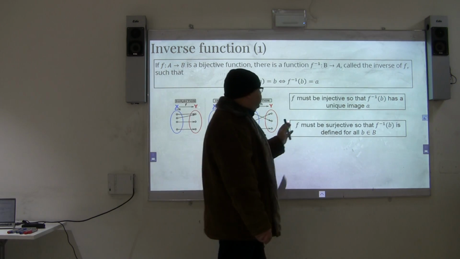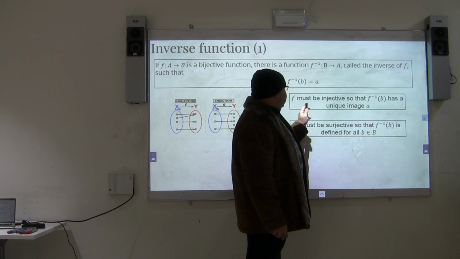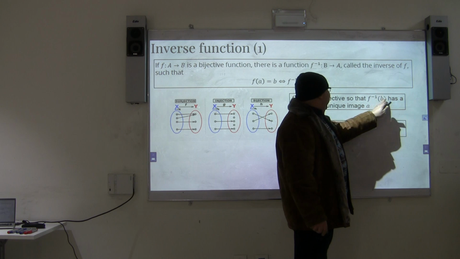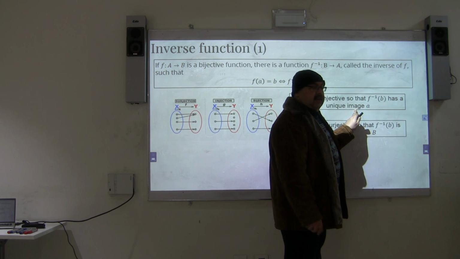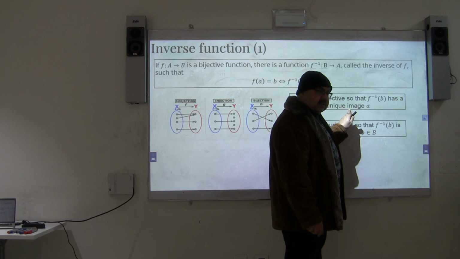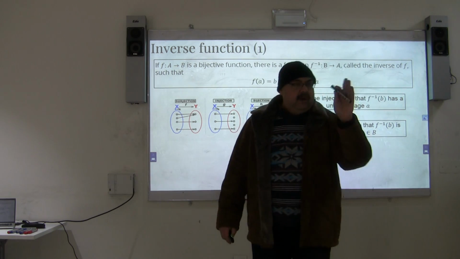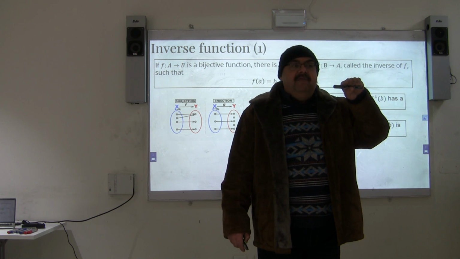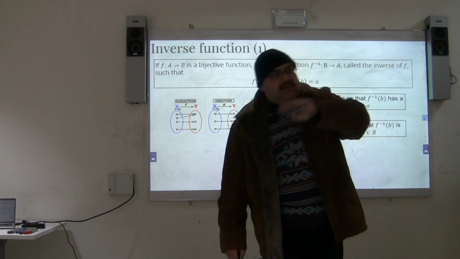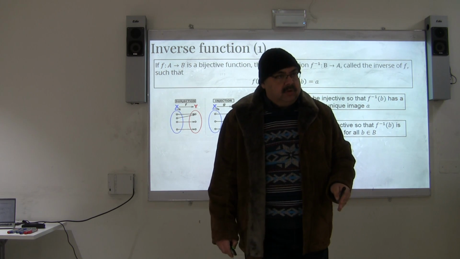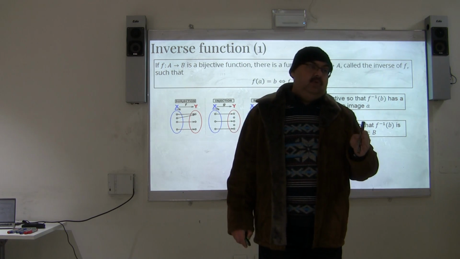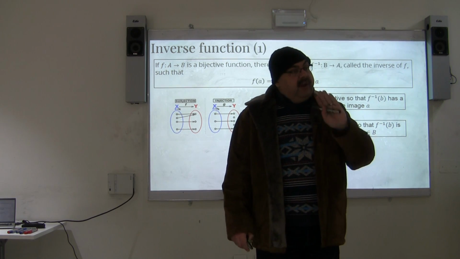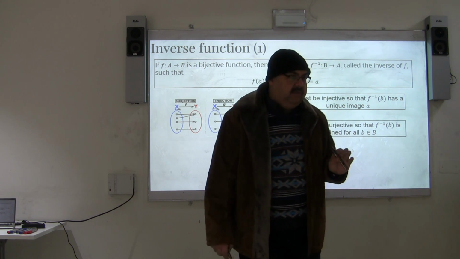It has to be injective because of this reality. f must be injective so that f minus 1 of B has a unique image A. If this condition doesn't exist, for certain values like y equal to x to the power 4, if y is equal to 4, what's going to be the inversion? x equal to 2 or x equal to negative 2? You will be confused. This is why if you restrict the domain for y equal to x squared, you will be able to get an inverse function. But if you leave it as it is, it's not injective, so it's not invertible.